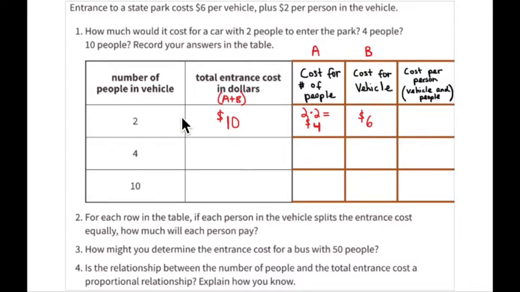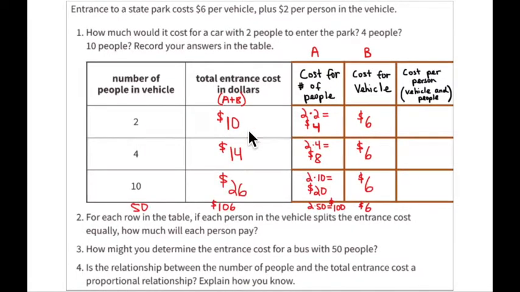So for example, 2 people are entering the park. The ranger looks in, sees 2 people. That's 2 times 2. That's $4. Plus you have to add another $6 for the vehicle. So that's a total cost of $10. So what's the cost per person going to be? You're going to the park with a friend. You look over, and you need to get from that person $5, because each of you are going to pay $5 to enter the park.